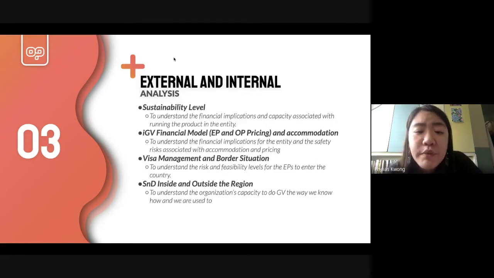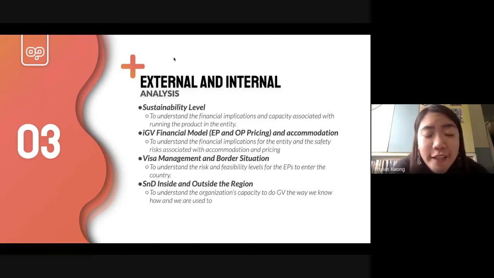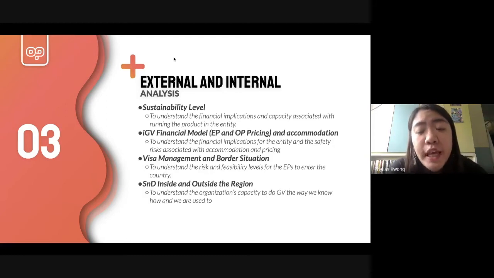And of course, internally, with the sustainability level, I think generally in AP, we are relatively lucky already, especially with the whole OGX, especially with oGV as well, that we were not doing any discount campaign mostly. So our sustainability level is relatively good in oGV. But maybe the problem is coming from IGV itself, because of the financial model on how we charge EP, whether we are charging the partner or not, and how we are covering accommodation. So that gives us some financial implication on how we can reduce the risk in terms of accommodation and pricing.